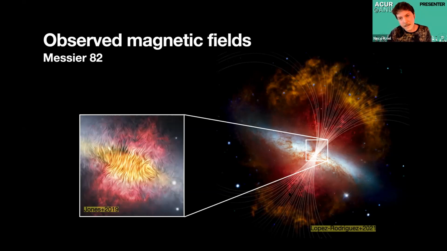ejected from the galaxy. And this study by Lopez Rodriguez earlier this year was looking at the orientation and configuration of magnetic fields within this galaxy. And it's clear that magnetic fields are incredibly large scale. They're also incredibly important. They're guiding the outflow from this galaxy. But when we compare magnetic fields in the early universe with the present day universe, it's clear that they're very, very different. Something has changed.